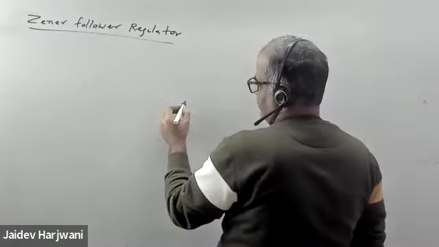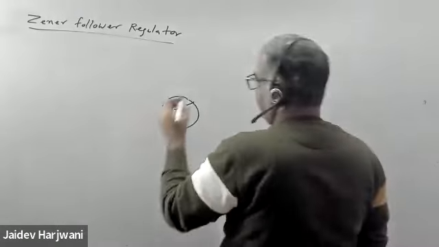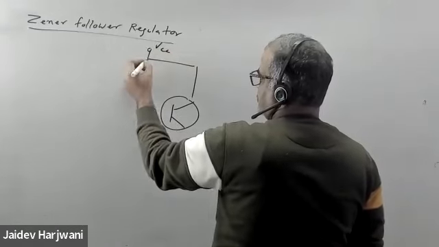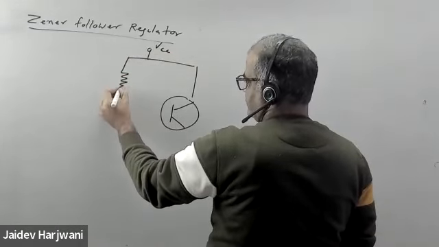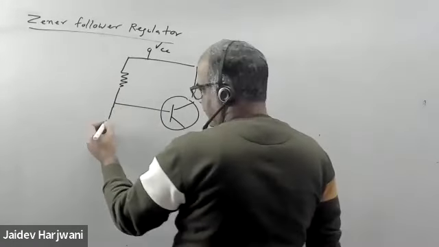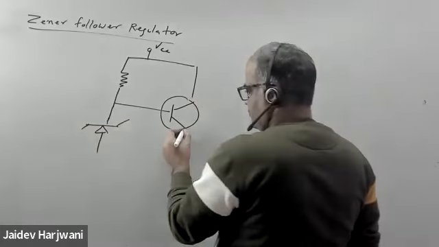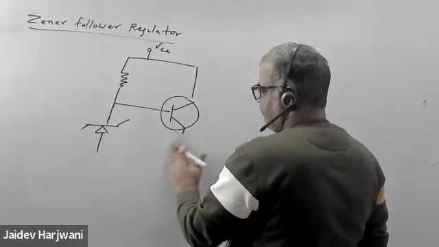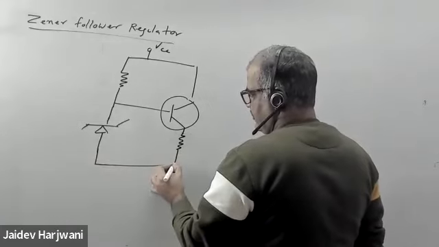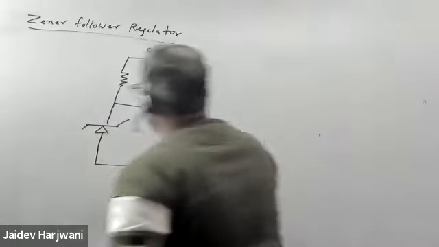So suppose we have a transistor, and we have the same voltage divider circuit, VCC. Here we have a resistance connected to the base, and instead of a resistor, I am putting a Zener diode here, and here again you have an emitter resistor. Then make it ground. Say this resistance is R.